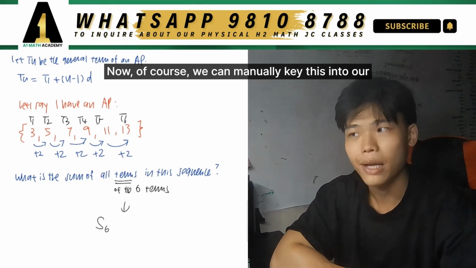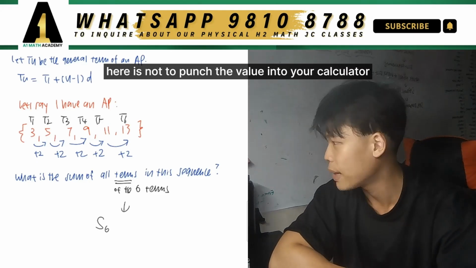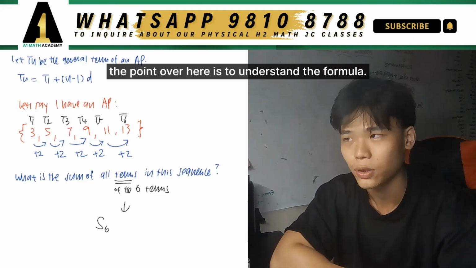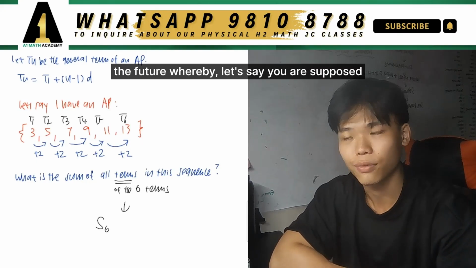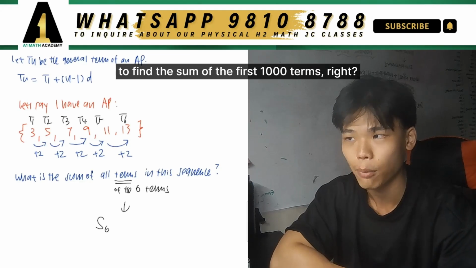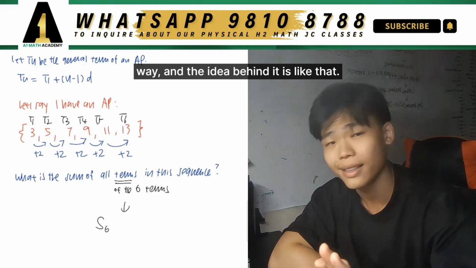Now, of course, we can manually key this into our calculator to get the answer. But the point over here is not to punch the value into your calculator. The point is to understand the formula or the approach behind this so that even in the future, let's say you are supposed to find the sum of the first 1000 terms, you know how to do it in a very sophisticated way. And the idea behind it is like that.